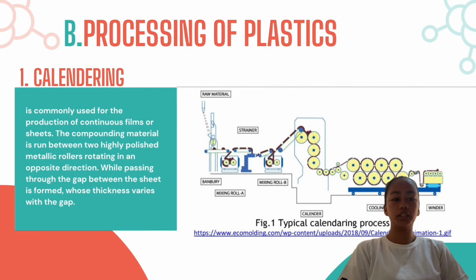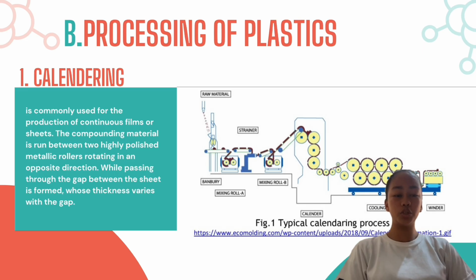Now, let's proceed naman sa processing of plastics. 1. We have calendering. Calendering is commonly used for the production of continuous films or sheets. The compounding material is run between two highly polished metallic rollers rotating in an opposite direction, while passing through the gap between the sheet is formed, whose thickness varies with the gap.